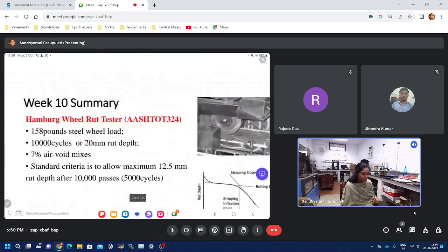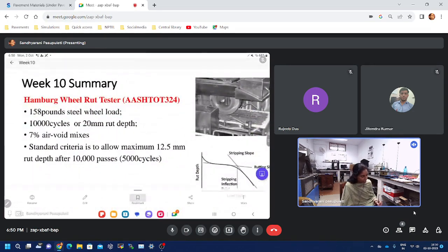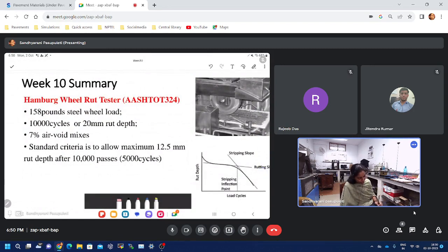So just like the asphalt pavement analyzer, we have another kind of wheel tracker, that is the Hamburg wheel tracker. Using this wheel tracker, we can perform both dry tests and also wet tests.